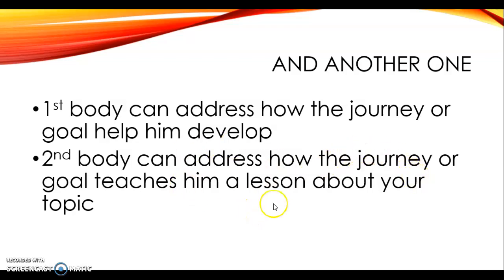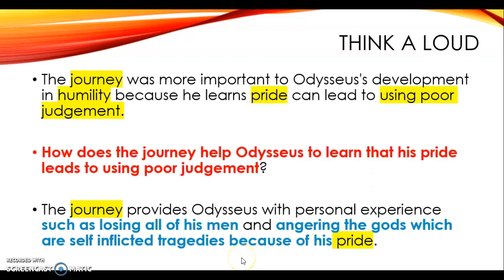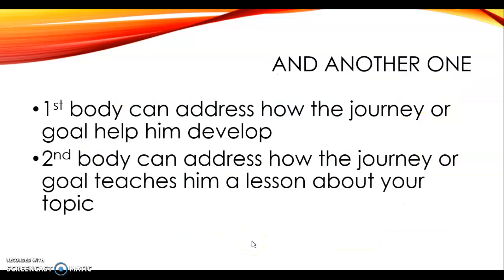So, what lesson did he learn about humility? Again, I say that he learns that pride can lead to using poor judgment. So then my second body paragraph is only going to talk to you as the reader about how on the journey, he learns that pride causes poor judgment. Does that make sense? I hope that makes sense. So I'm going to go back.